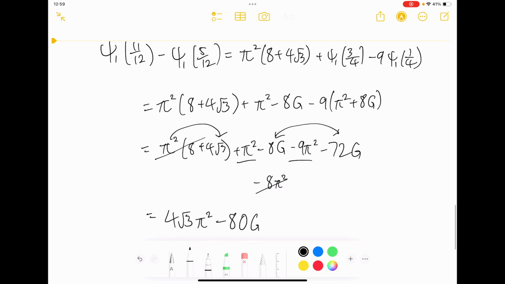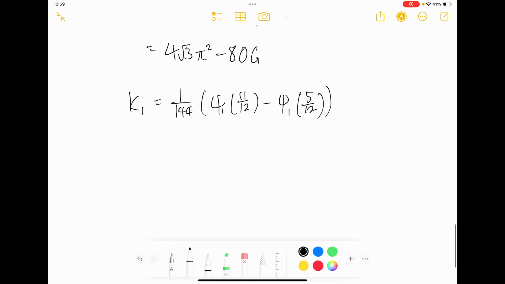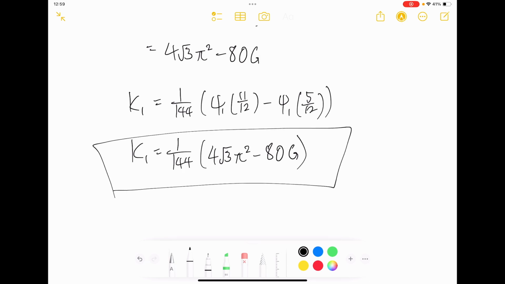And remember, this was this. And what was our original equation for K1? 1 over 144 of psi 1 of 1 over 12 minus psi 1 of 11 over 12 minus psi 1 of 5 over 12. And that means K1 is 1 over 144 times (4 root 3 pi squared minus 80 times Catalan's constant). There we go. That's K1.